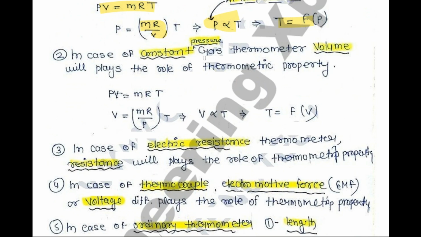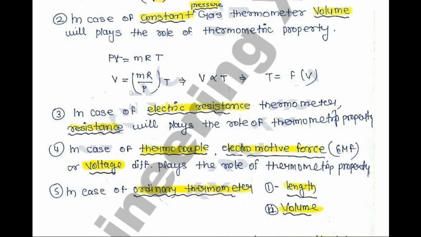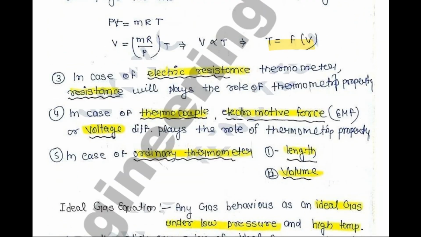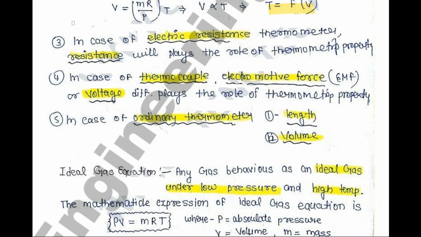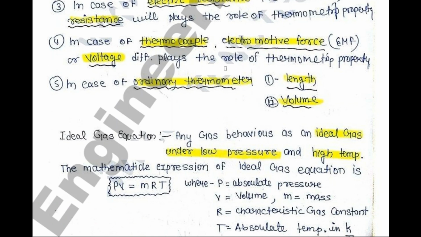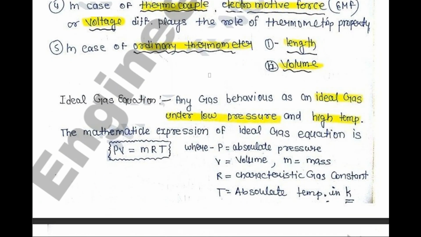Similarly, in a constant pressure gas thermometer, volume plays the role of thermometric property, and the same thing applies here also. It can be extended to other things too. In an electrical resistance thermometer, resistance plays the role of thermometric property, and in a thermocouple, EMF or voltage is the thermometric property.